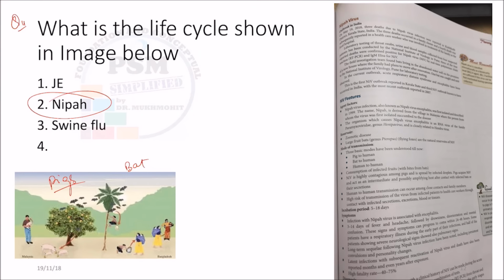We all know that for Nipah virus, there are three modes of transmission: from human to human, from pig to human, and from bats to human. Which are the bats which are implicated? It is the genus Pteropus, which is implicated in the transmission of Nipah virus. So they had asked about the Nipah virus life cycle.